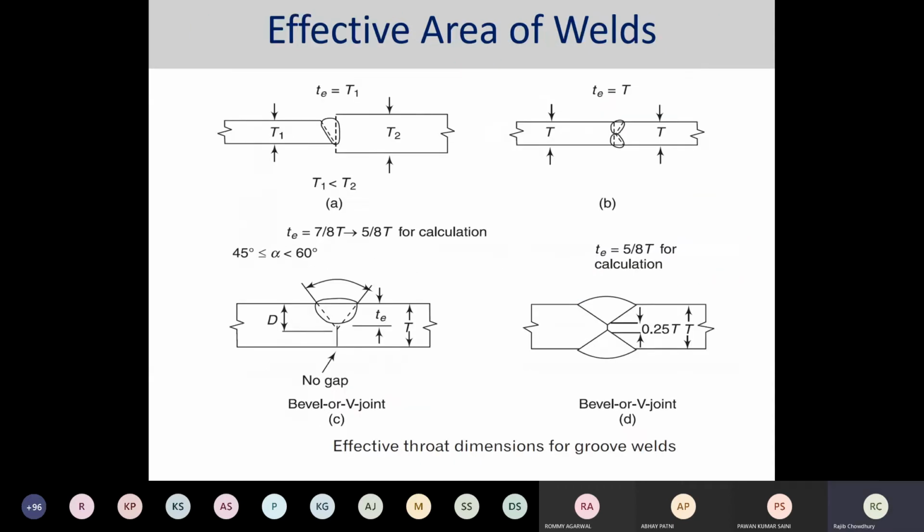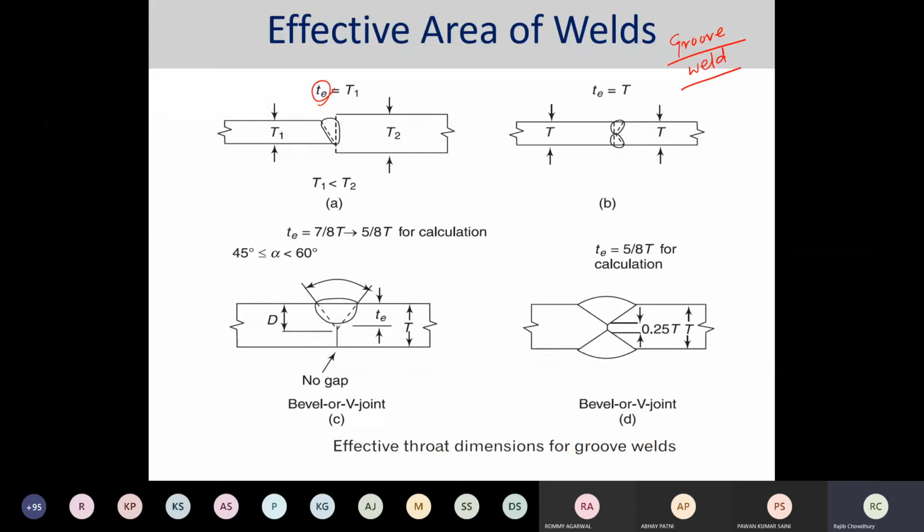Next, we will be coming to the effective area of the weld. What is meant by the effective area? Effective area of any weld, either the groove weld or the fillet weld, is nothing but the product of the effective throat thickness TE, multiplied by the effective length of the weld. Now, this particular configuration is entirely for the groove weld. All these are for the groove weld.